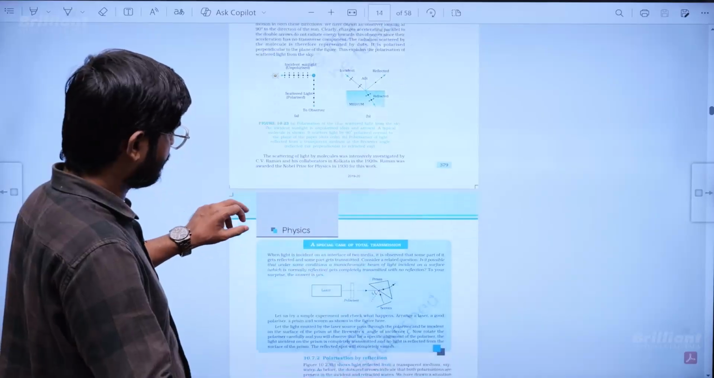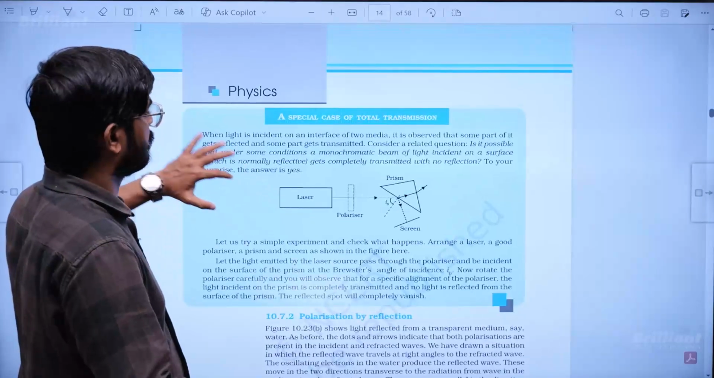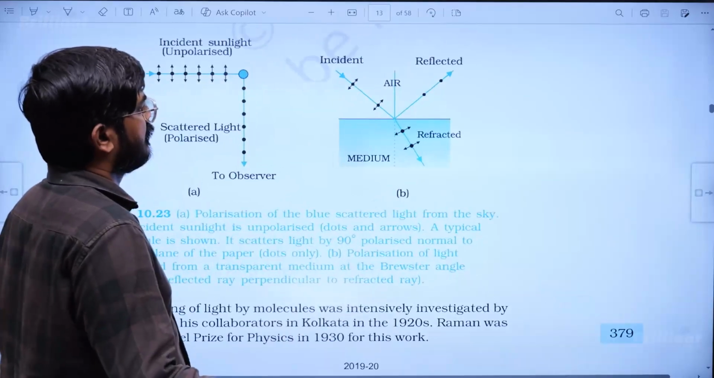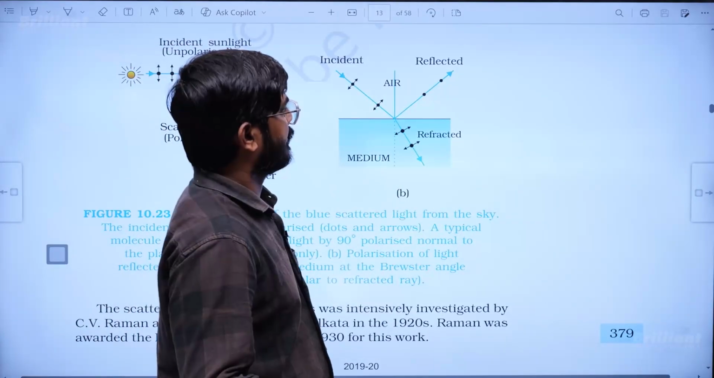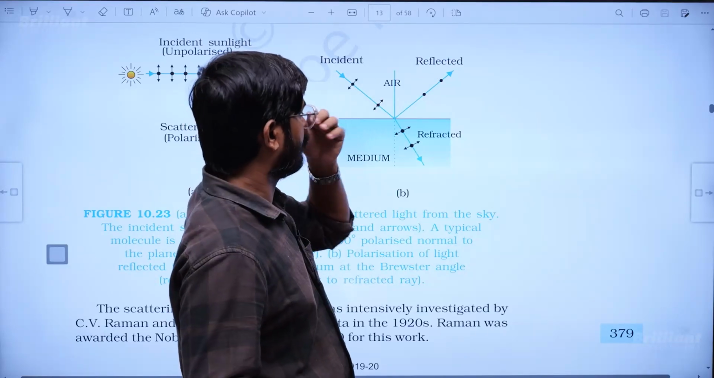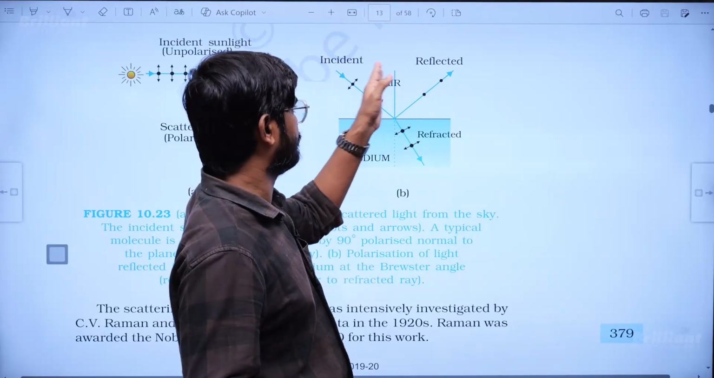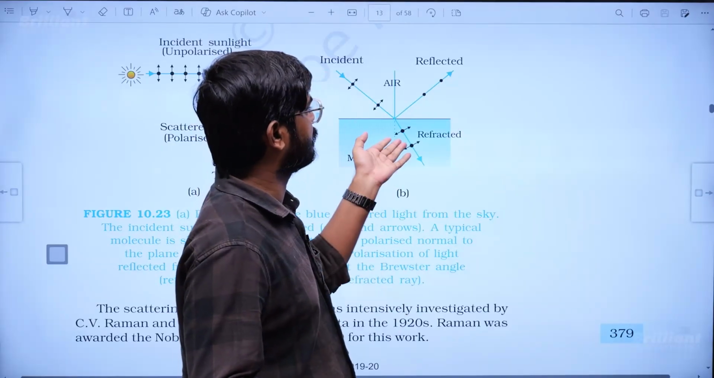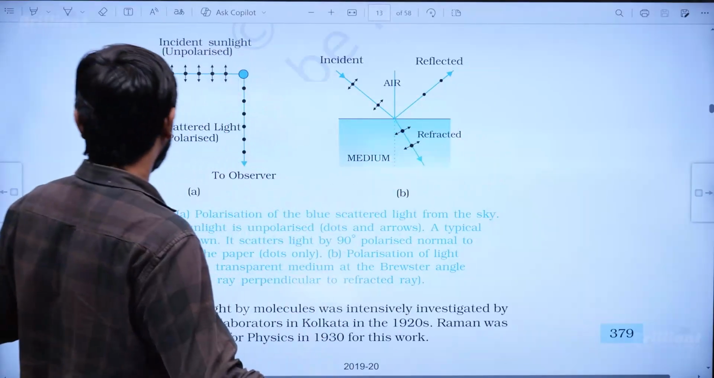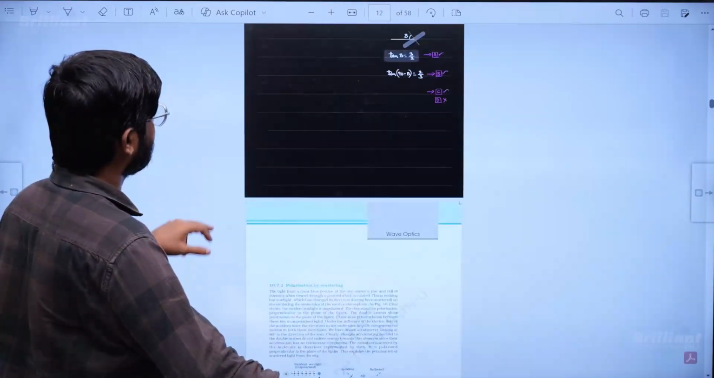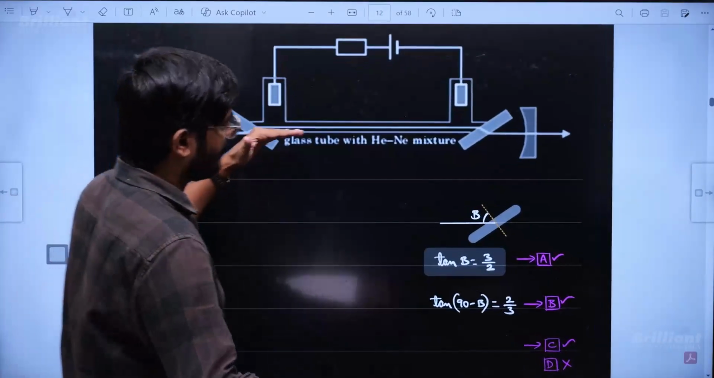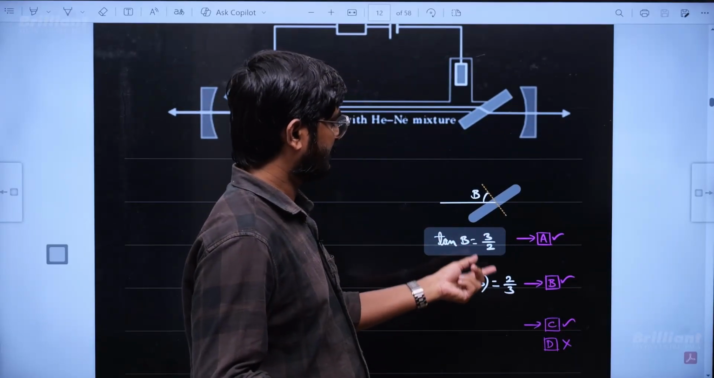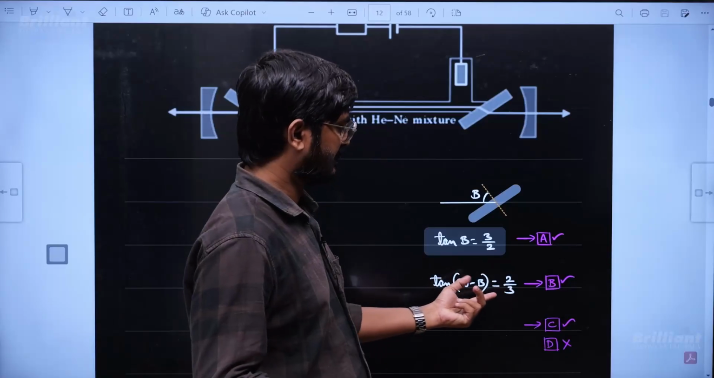So basically it is something like this. When you send the light at Brewster's angle, the reflected ray will have only one component of electric field. So if this component of electric field was missing in the incident one, there won't be any reflected one. So if polarized light is sent at Brewster's angle, there won't be a reflected ray. Then tan beta equals mu. But they were asking about this angle, that angle also you can calculate.